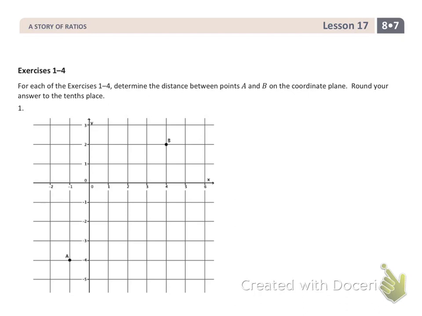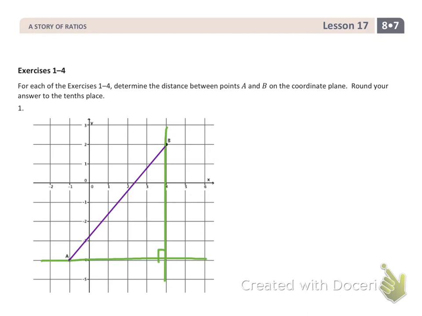Okay, so for exercise 1, we're going to draw our right triangle right here, and then our distance will be this distance AB. It's hard to get this right with this fat pen. There we go. That's good. And so we need the lengths of our legs to be able to do this. So remember, there's two ways to do this. You can just count them, or you can subtract the coordinates.